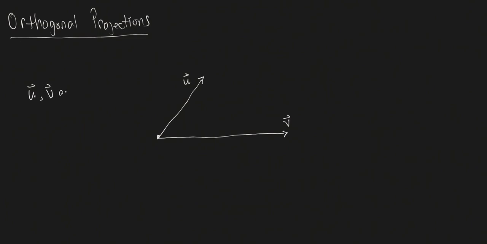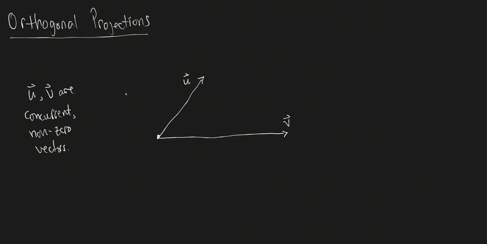and v are concurrent non-zero vectors. Now remember, concurrent is saying that they have the same initial point, and then obviously non-zero is that they both have some magnitude and some direction.